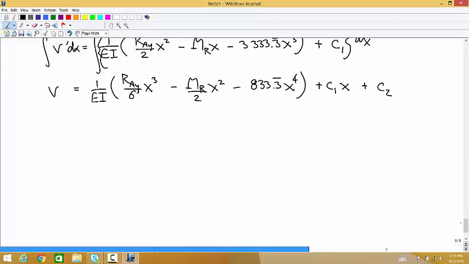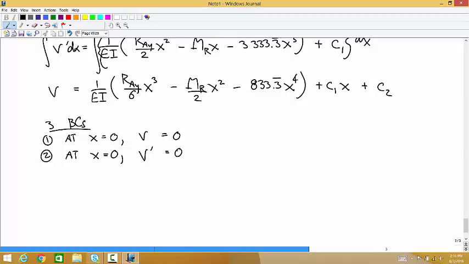All right, so now what do we do? Yeah, now the boundary conditions. And we have 3 boundary conditions. At x equals 0, the deflection is equal to 0. At x equals 0, the derivative of the deflection is equal to 0. And at x equals 1, the deflection is equal to 0.